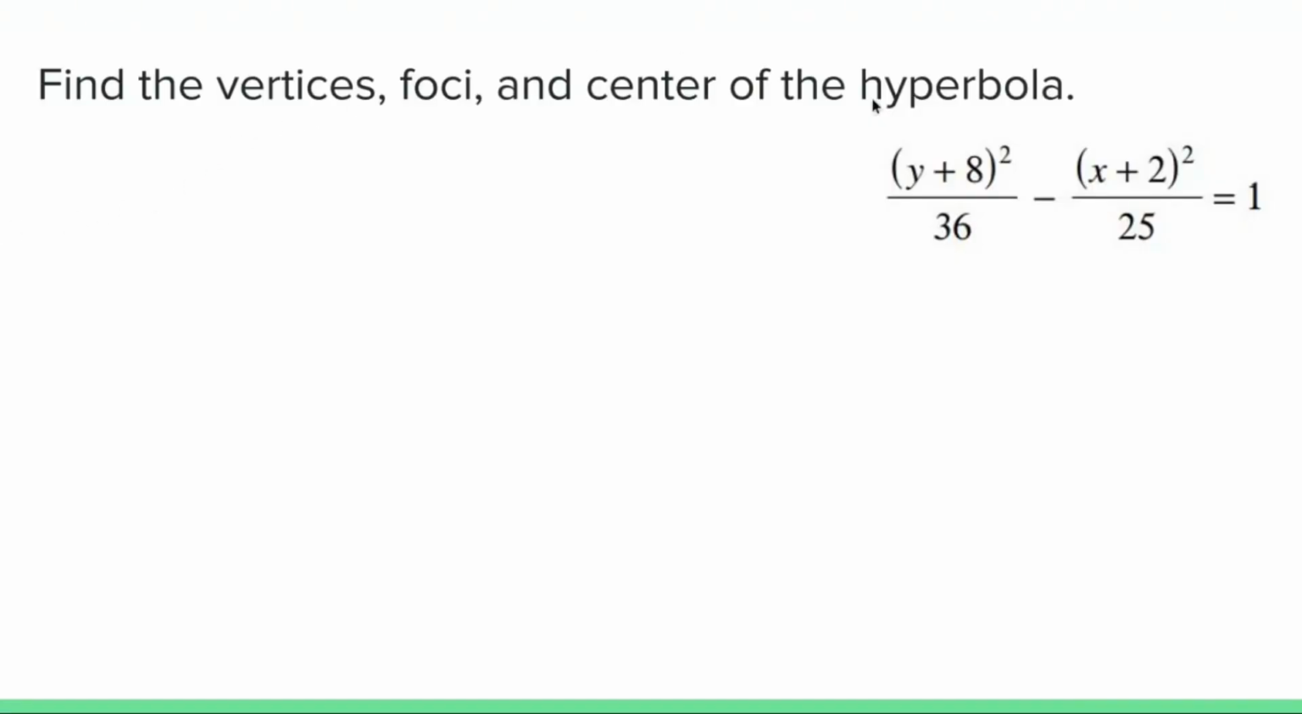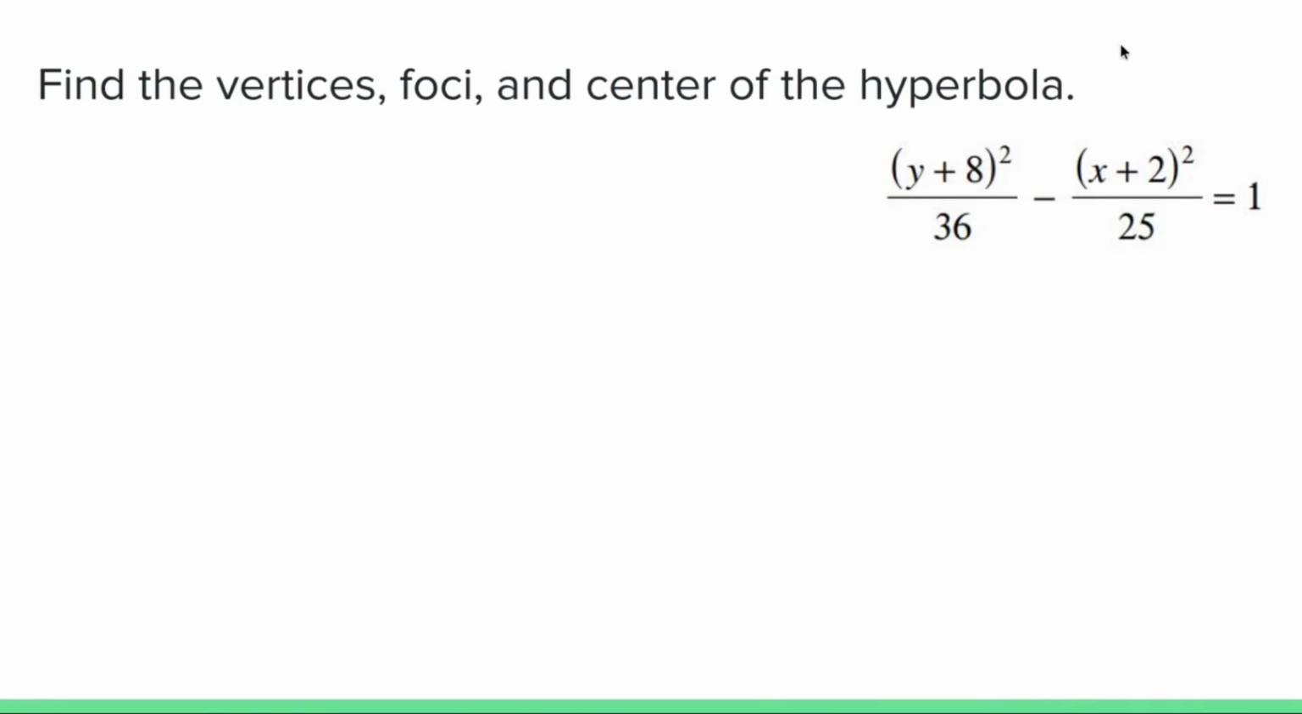All right, it's time for hyperbolas. Vertices, foci, and center of this guy right here. First off, it's a hyperbola because of the minus sign and it equals 1. In this case, we have the y stuff happening before the x stuff. So this is how we label things in this matter.